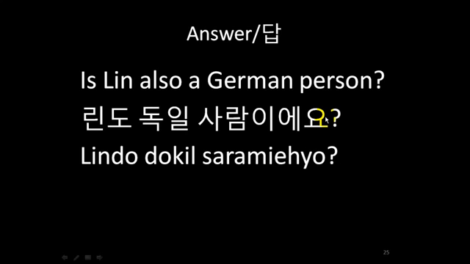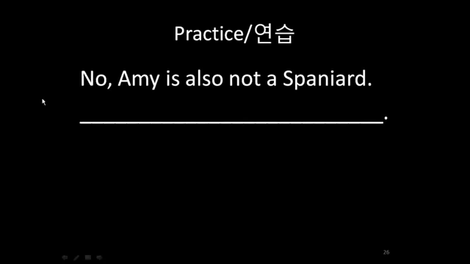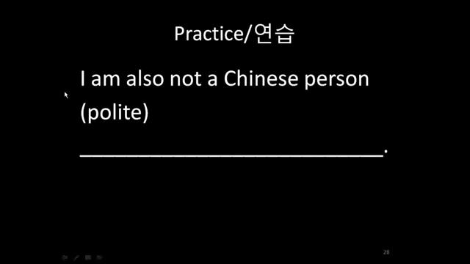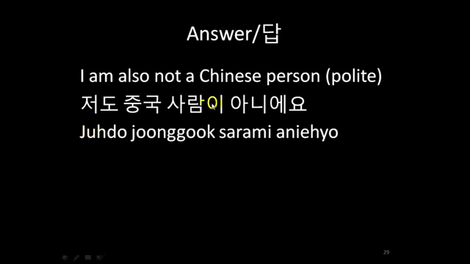Now how about using the 도 particle in a negative sentence? Like, no, Amy is also not a Spaniard. The answer is, 아니요. 에이미도 스페인 사람이 아니에요. Now try translating a sentence like, I am also not a Chinese person, using the polite I. The answer is, 저도 중국 사람이 아니에요.